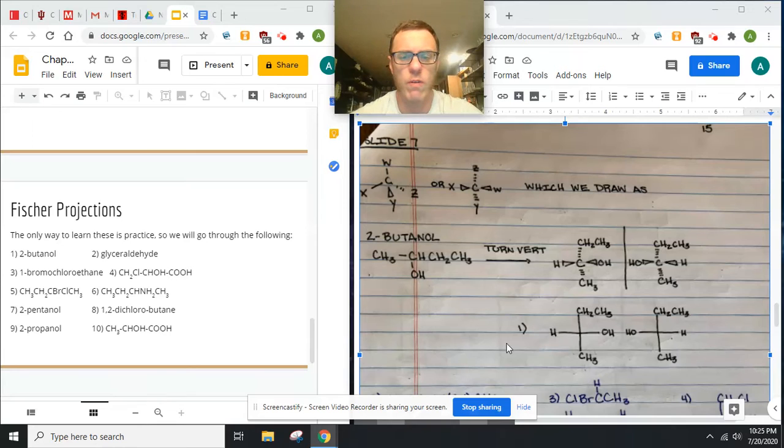All right, guys, here we're going with Fisher projections. Now, Fisher projections are another way to show chiral centers, and they make life a little easier, particularly when we start talking about carbohydrates, which is a whole chapter by itself.